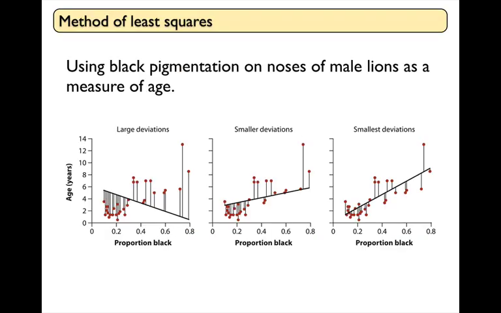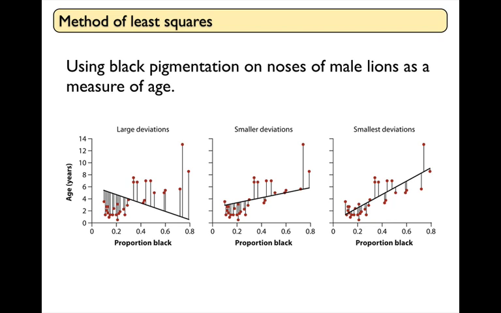Okay, so here's an example using the method of least squares. This is one way to do linear regression. It's an optimization procedure. You're trying to find the best fit line to your data. In this example, you have black pigmentation on the noses of male lions as a measure of age. So you've got two quantitative numericals: one is the age of the lions, one is the amount of black pigmentation.